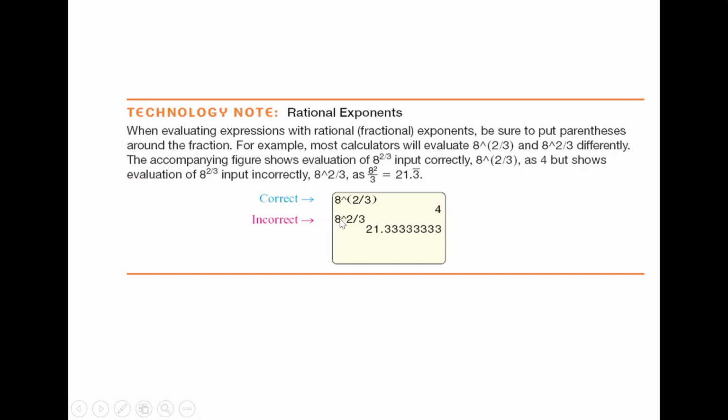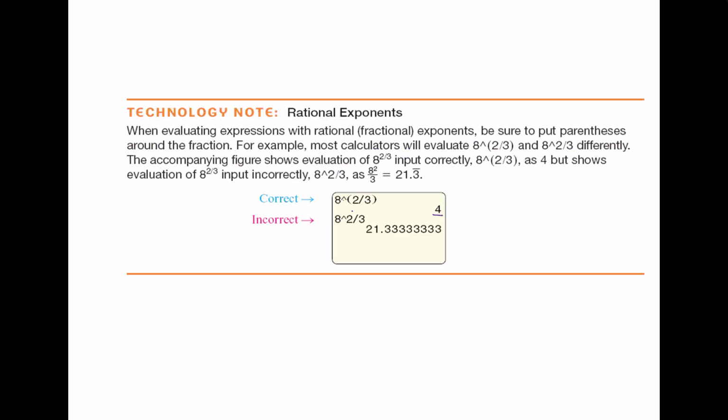All right, so like here's technology. So this is kind of what I was talking about before. So when you do evaluating expressions with rational or fractional exponents, be sure to put parentheses around your fraction. For example, most calculators are going to evaluate 8 to the 2/3 and 8 to the 2 over 3 differently. And the accompanying figure shows what happens. So if we take 8 to the 2/3 with parentheses around the 2/3, we get 4.